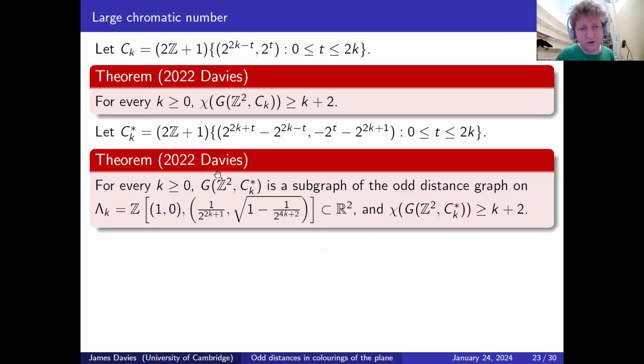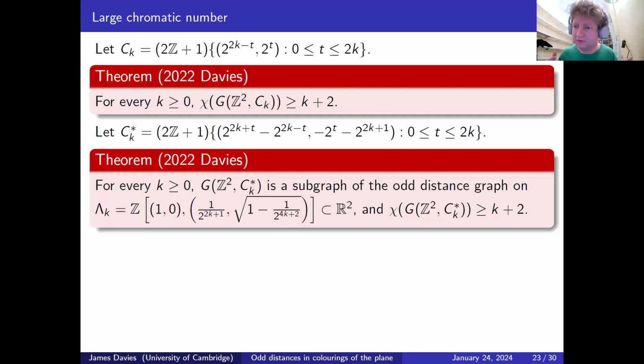And for this, all we actually need to do to become an odd distance graph is to take a slightly strange primitive generating set. So now our primitive generating set is going to be this, for t between 0 and 2k. We're taking elements in Z squared of the form 2^(2k+t) minus 2^(2k-t), and the second coordinate, 2^t minus 2^(2k+1). So it's a stranger looking thing, but if you go through just Pythagoras, you can show that this is a subgraph of the odd distance graph on this lattice. And we still have the same lower bound for chromatic number, k plus 2.